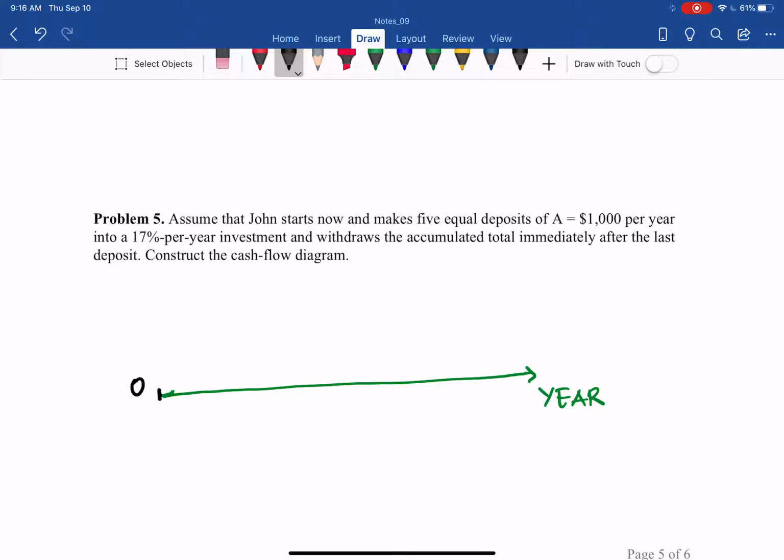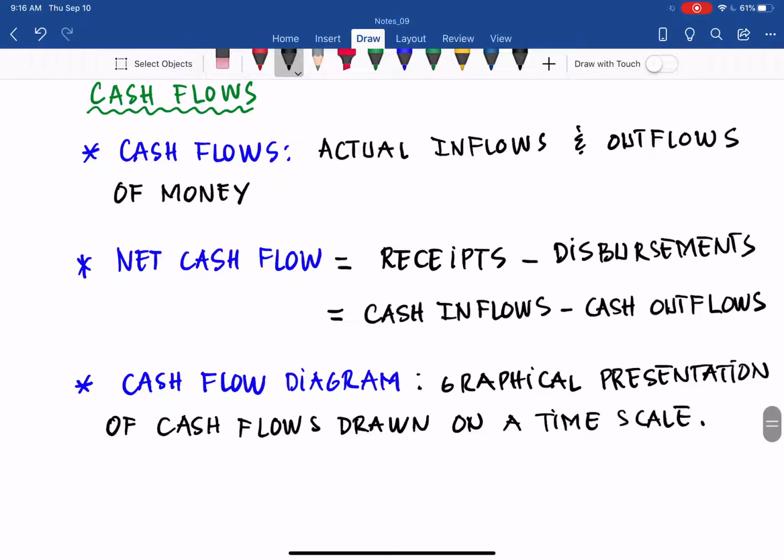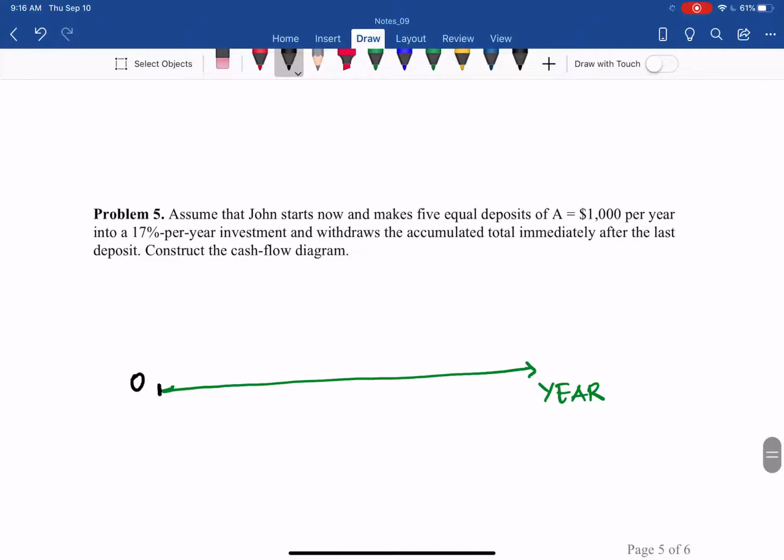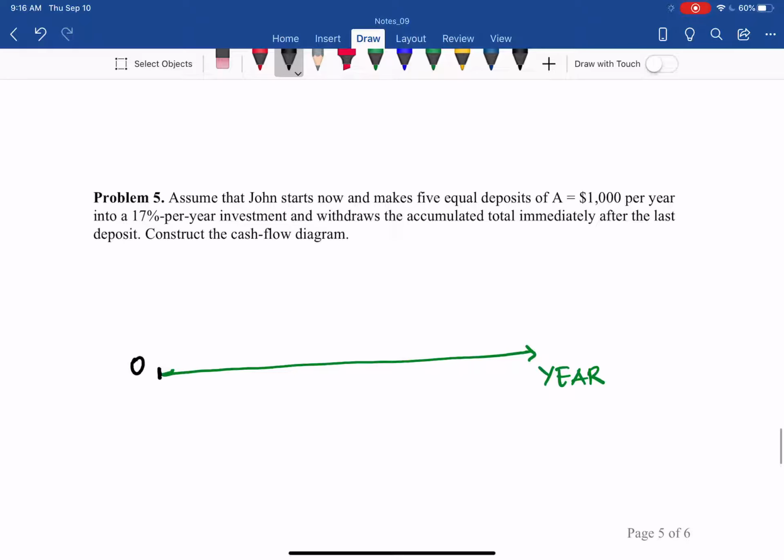John starts now and makes 5 equal deposits. From John's perspective, when he deposits, he thinks, that's my money I deposit in my bank. But it is basically outflow out of John's pocket. So from John's perspective it is outflow, not inflow. But from the bank's perspective, it is inflow because the money goes to the bank. So keep that in mind: it depends on which perspective we are looking at, so the same amount of money can be inflow or outflow.